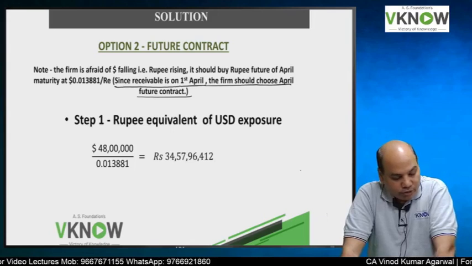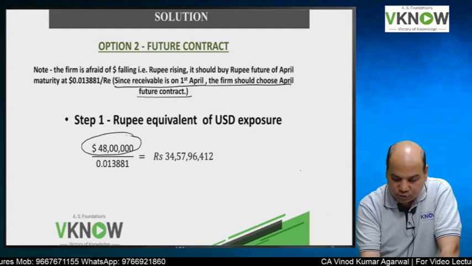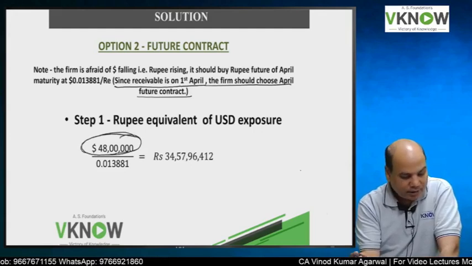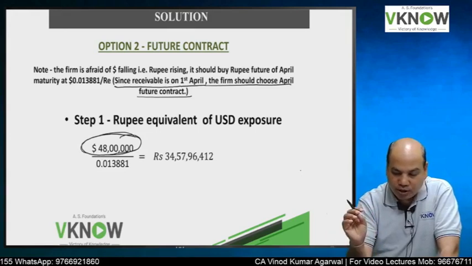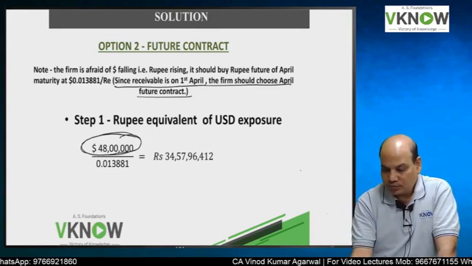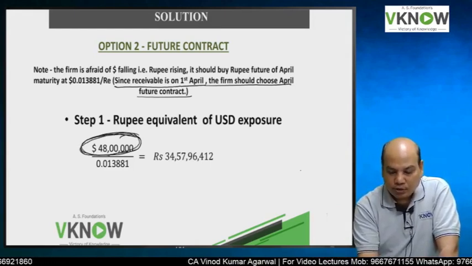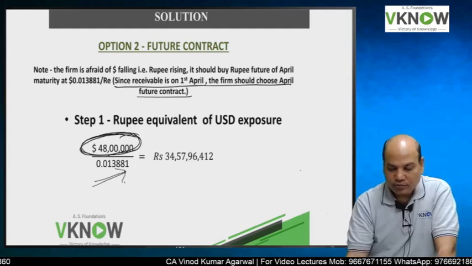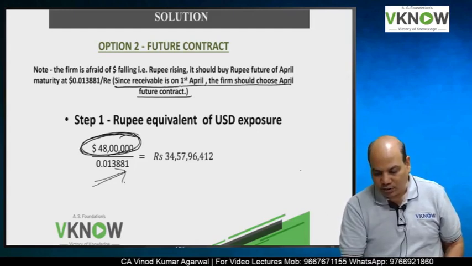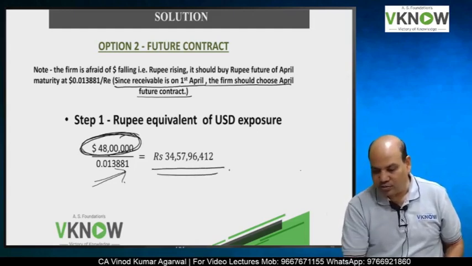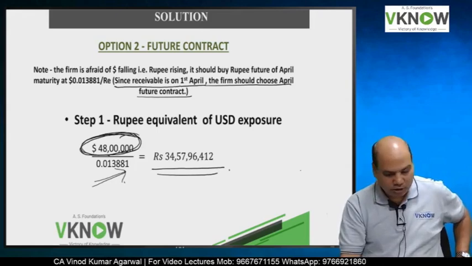Now you see, the exposure is in dollar, but the contract is in rupee. So you have to find out rupee equivalent of USD exposure. What is 48 lakh dollar equivalent to? For that you will apply the future rate, 0.013881. Now please take your calculator and check this. Is it right? 34, 57, 96, 412. Say yes.